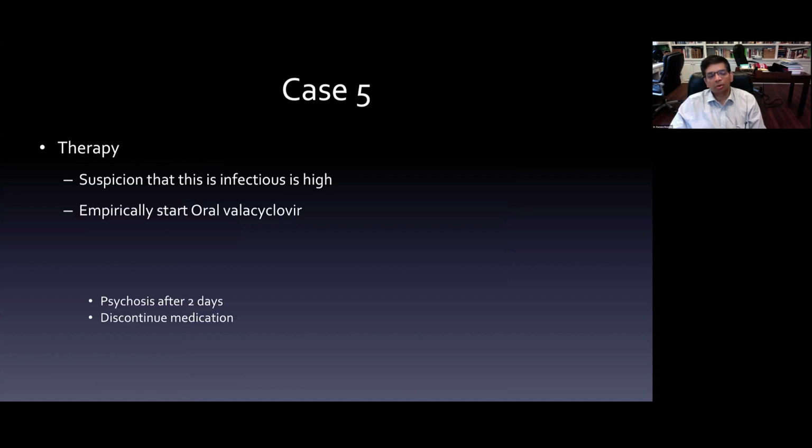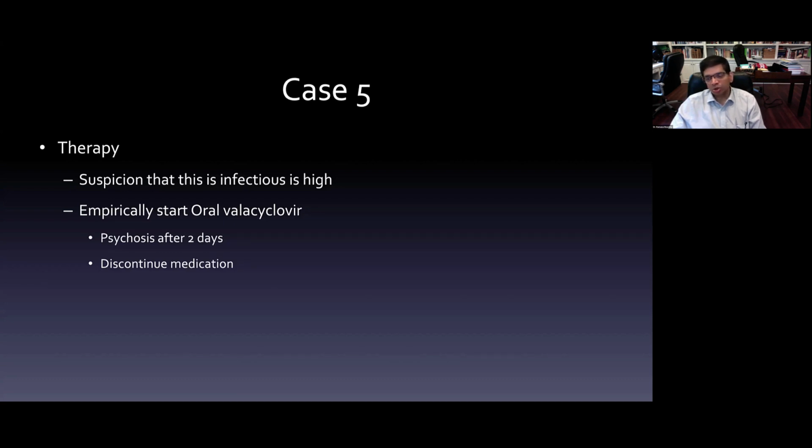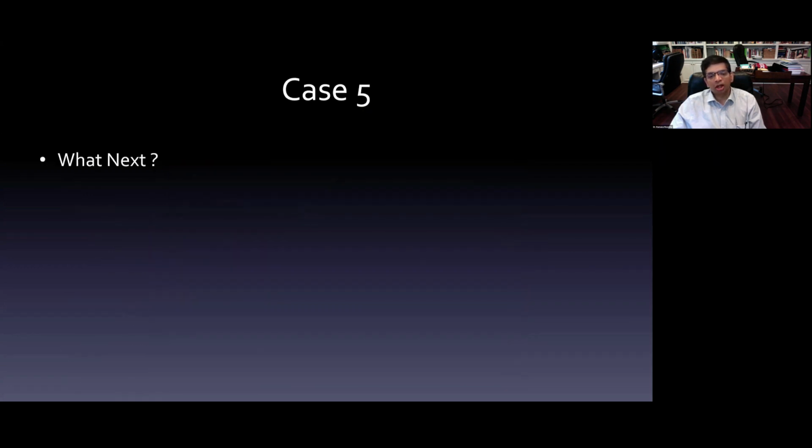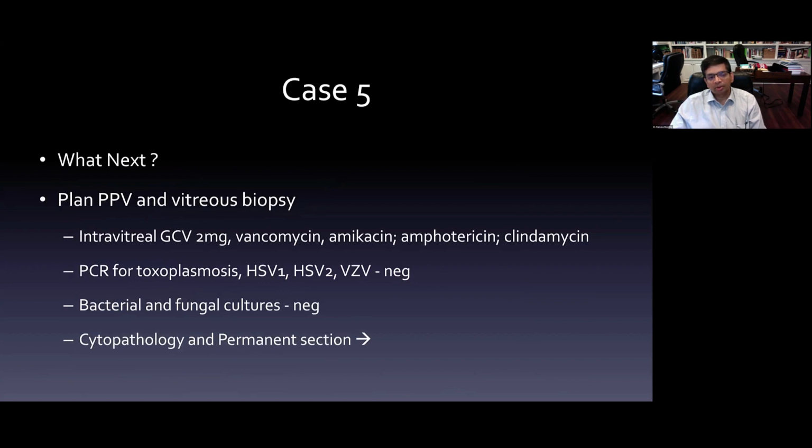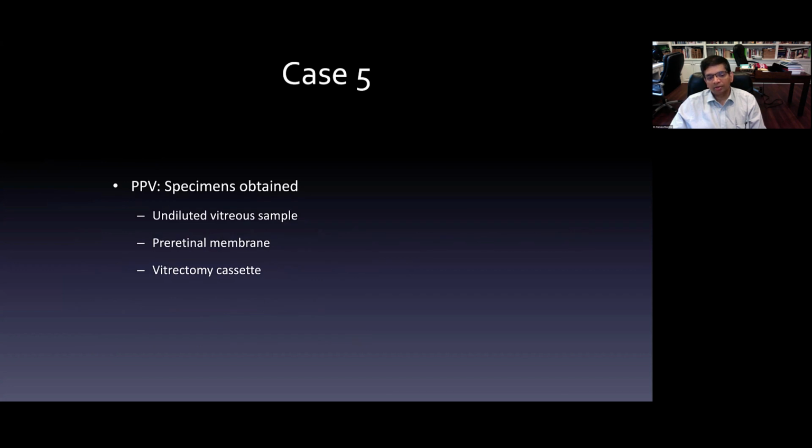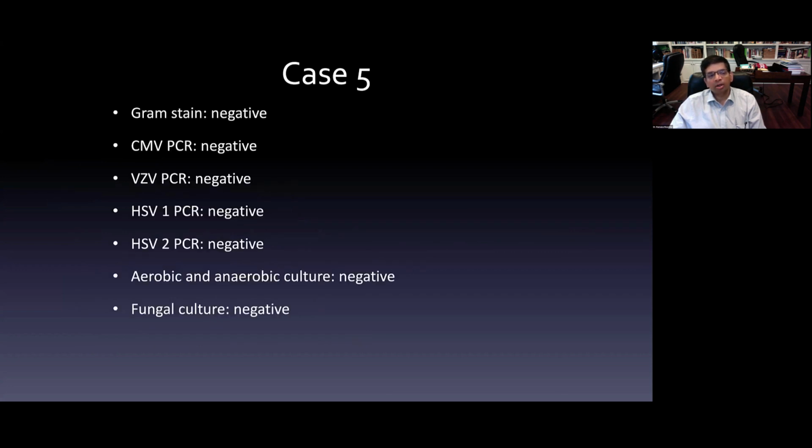We started oral acyclovir. She developed psychosis and had to discontinue the medication after 2 days of oral valacyclovir. That is actually a relatively rare complication of acyclovir. There are neurologic complications of acyclovir and its derivatives. And the patient had no progression, but she refused therapy. After 6 weeks, there was very little change. But we decided that we probably should biopsy this because of its persistence. We did a vitreous biopsy. We did cultures, and we also did cytopathology and an evaluation of the pathologic specimens and pre-retinal membranes that were removed.